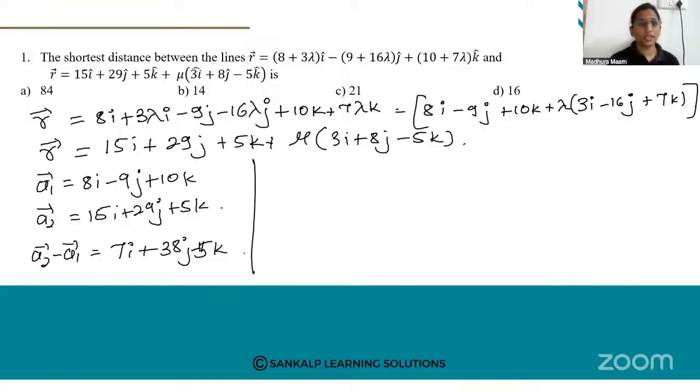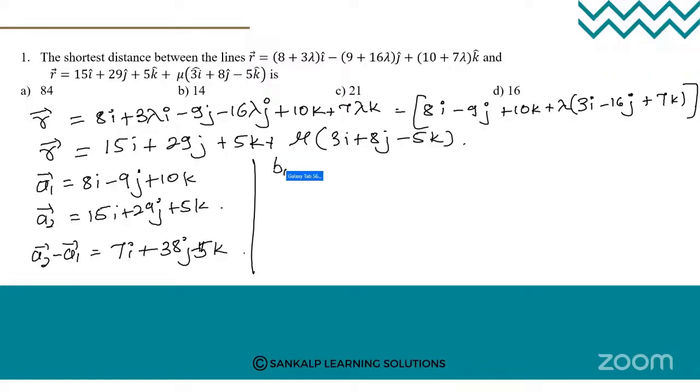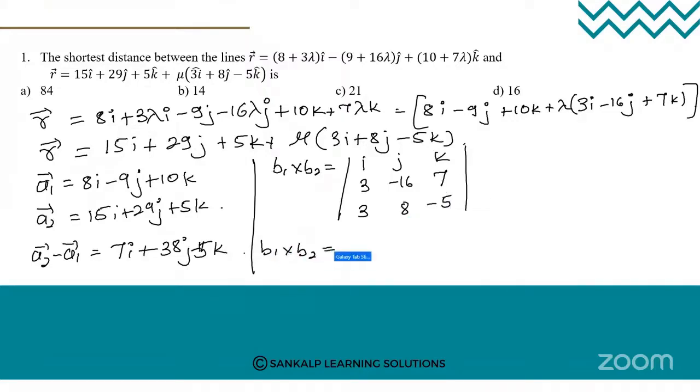Okay, we need time. b1 cross b2. What is there in the place of b1? i j k. In the place of b1, 3 minus 16 7. In the place of b2, 3 8 minus 5. So b1 cross b2, 80 minus 24. So this is 24.